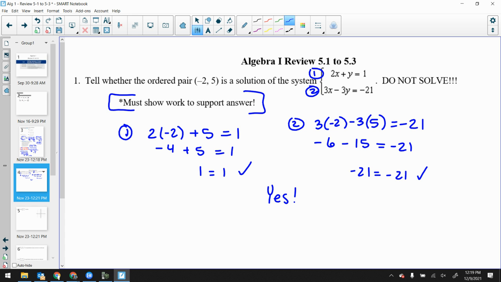Now remember, if it was a no, just one of those needed to be off. If you have one check mark and an X, like you got 1 equals 1 and then you got 15 equals negative 21, that would be a no. It has to meet both of the equations to be able to say it's a solution.